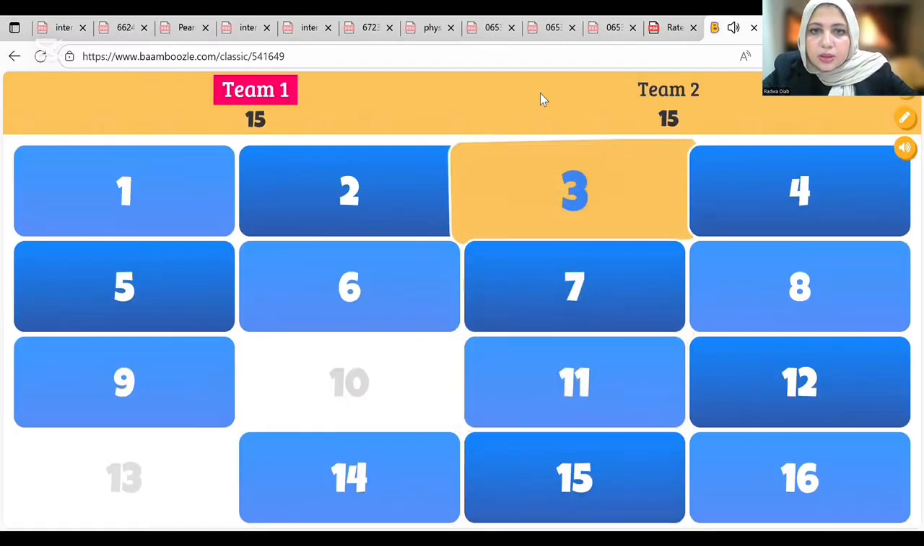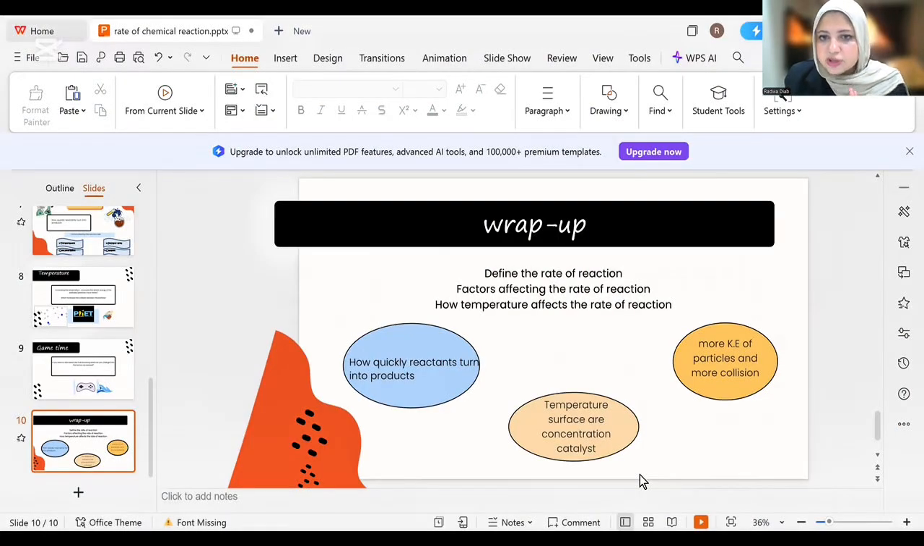Thank you. So let's wrap up our topic today. Who can define the meaning of the rate of reaction? Okay, so the rate of reaction means how quickly reactants turn into products, and we have factors affecting the rate of reaction. We have four factors: temperature, surface area, concentration, and catalyst. And how does the temperature affect the rate of the chemical reaction? Who can answer it? Yes, by increasing the temperature, the particles gain more kinetic energy, so they start to move faster, and we have more collisions between the particles.